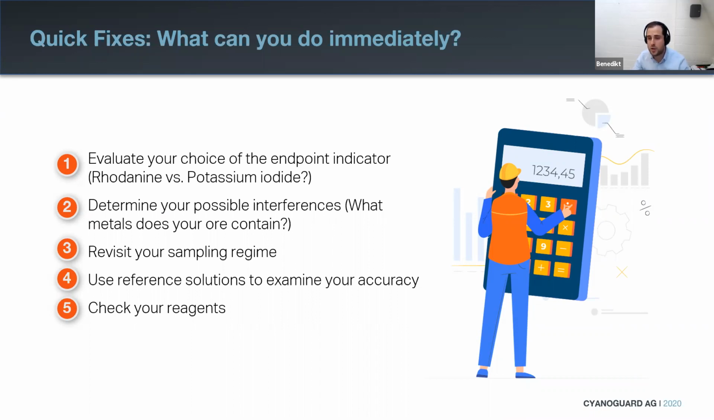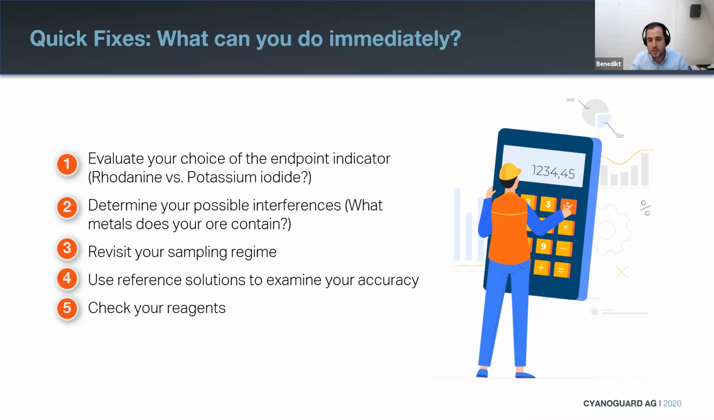And the second step, you can try to look at the possible interferences that you have in your sample, because we've seen many mines that are not aware of the plethora of metals and ions that are present in the sample that could interfere with their measurement. And if you have a rough idea, you can roughly assess the quality of your measurement, whether it's likely to be too high or likely to be too low.